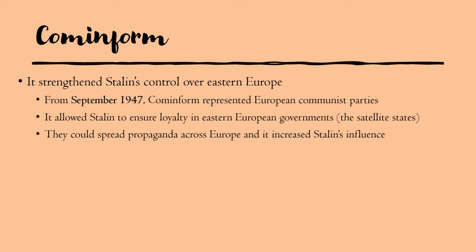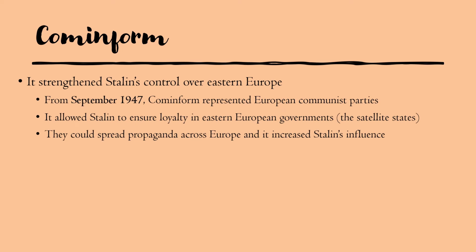So on to Cominform then. So there are 2 different organisations which you need to know about, Cominform and Comecon. The com part in both of them stands for communist, inform stands for information, so think propaganda, and econ stands for economics, so think money. So Cominform then, first effect was that it strengthened Stalin's control over Eastern Europe.